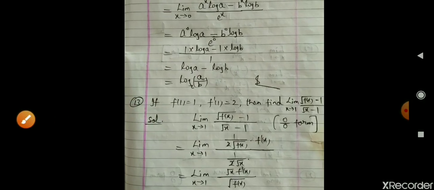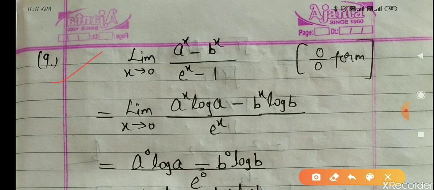Now question number 9 you can see, limit x tends to 0, a to the power x minus b to the power x upon e to the power x minus 1. So direct substitution you make, 0 upon 0 form you are getting. You can check yourself. A to the power 0 is 1 minus b to the power 0 is 1, 1 minus 1 is 0. In denominator also, e to the power 0 is 1 minus 1 is equal to 0. 0 upon 0 form you are getting. So differentiate numerator and denominator separately.